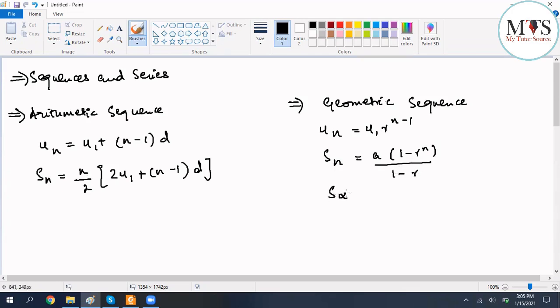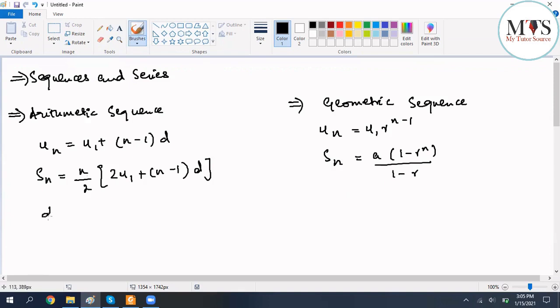Have we done sum to infinity? No, I have no idea what that is. Okay, so let's just skip that. So these are the two basic formulas that you need to be aware of when doing arithmetic and geometric. In case you have forgotten, the formulas for common difference and common ratio.